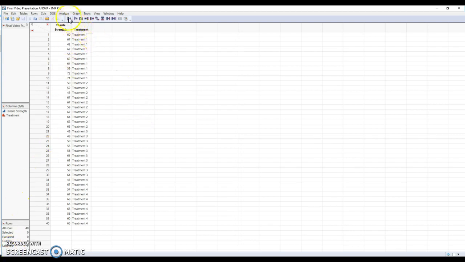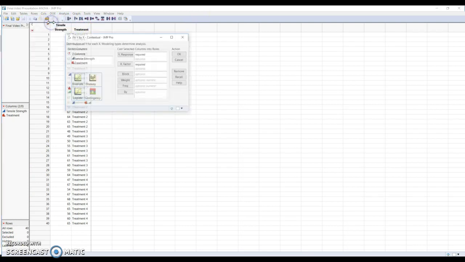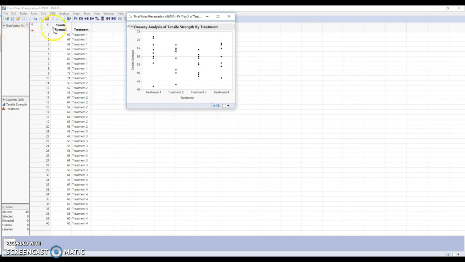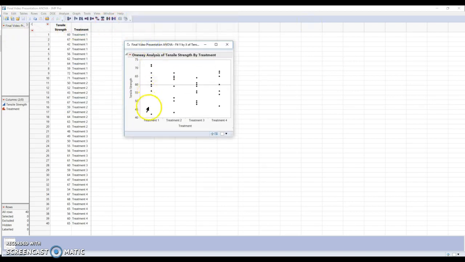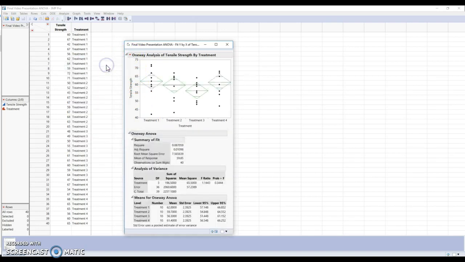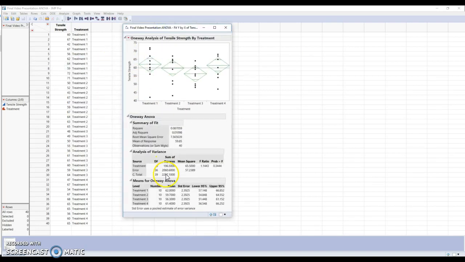So once we have our data put into SAS, we can go ahead and go to Analyze, Fit Y by X. We will put our tensile strength in our Y slot, our treatment in our X slot, click OK. And we can see that we have our tensile strength values categorized into 4 different treatments. And we'll go ahead and click the red arrow and go to Means ANOVA. And here we can see that we can analyze the results. And we have a p-value down here as well as our f-value. But what we really care about is the p-value because it's going to tell us if we can reject the null hypothesis or not. And we will use a significance level of 0.05 because it's the most common or popular.